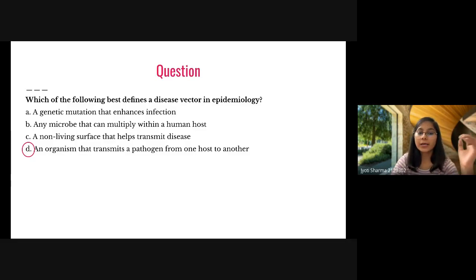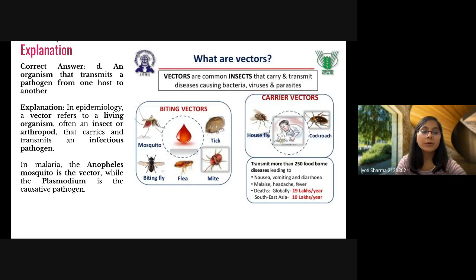So they are known as the disease vector. Any organism that transmits a pathogen from one host to another. Here you can see the explanation. A vector refers to the living organism, often an insect or arthropod, that carries and transmits an infectious pathogen. For example, in malaria, Anopheles mosquito is a vector, while Plasmodium is the causative pathogen.